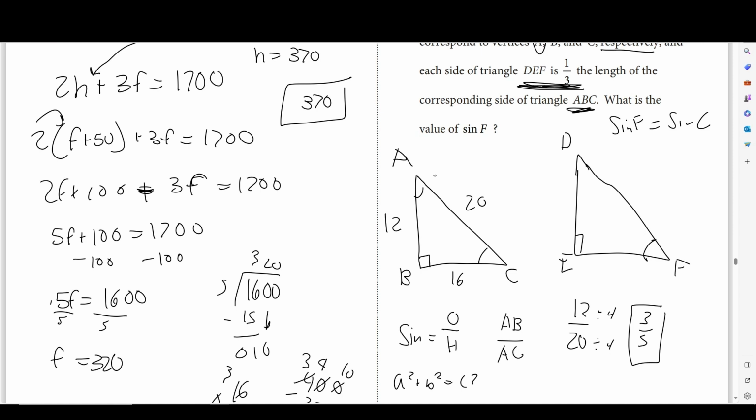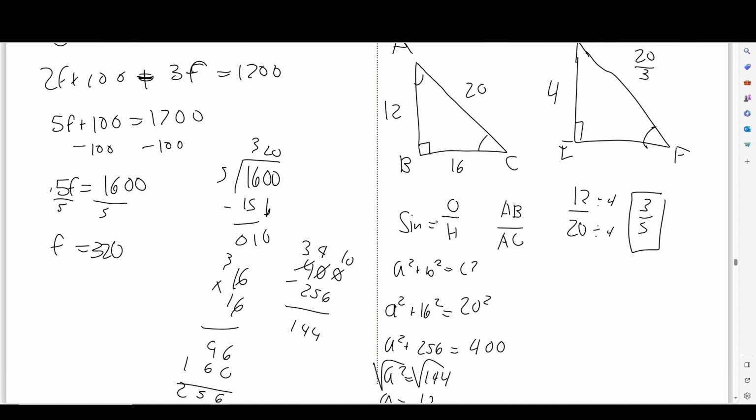So a third of 12 is going to be 4, and a third of 20 is going to be 20 over 3. And remember, opposite over hypotenuse. So here we're going to have opposite, which is 4 over 1, divided by 20 over 3. Same thing as saying 3 times 4 over 20, which is 12 over 20. And guess what? Same thing. And then they both simplify into 3 over 5.